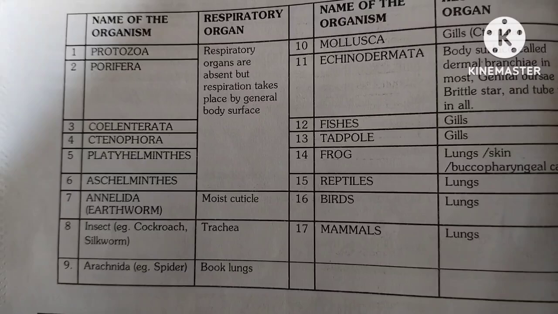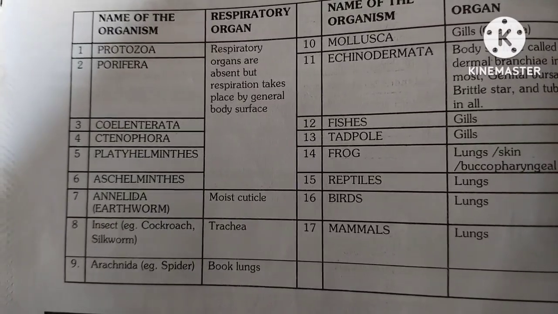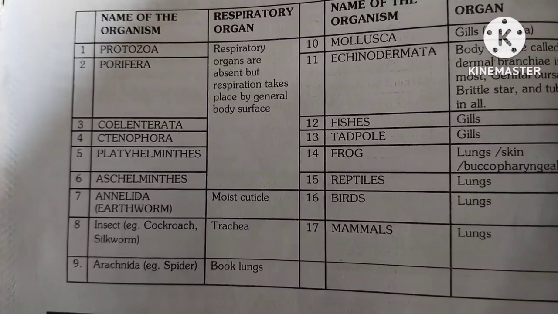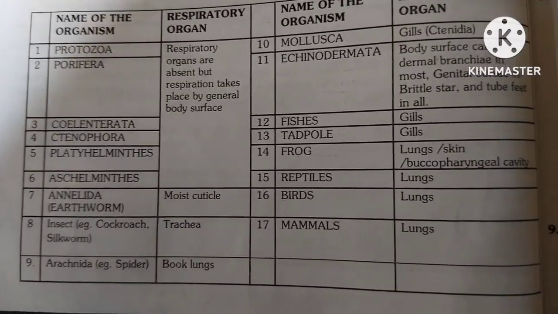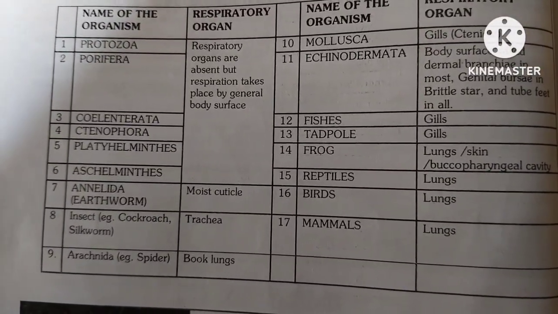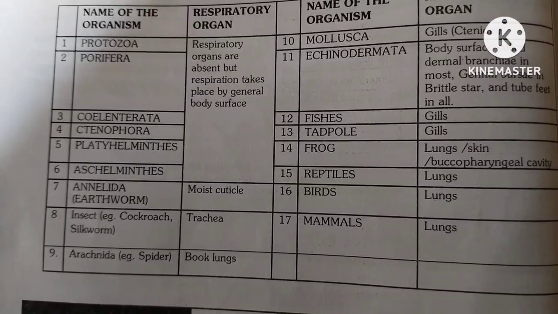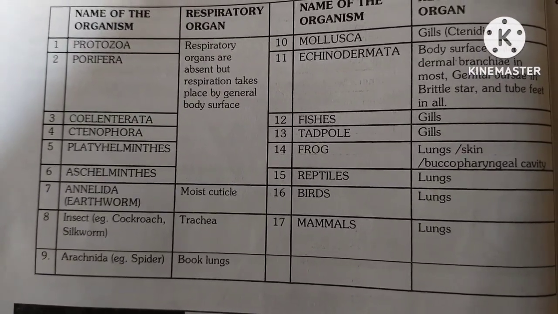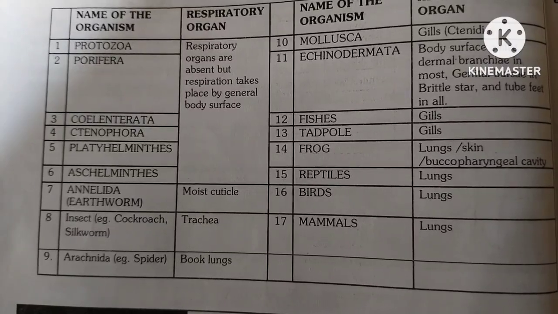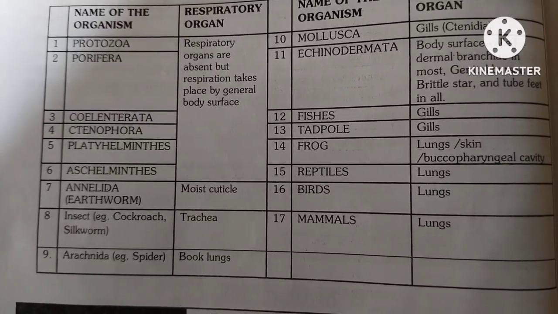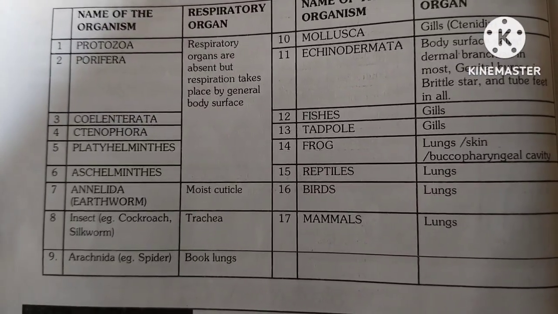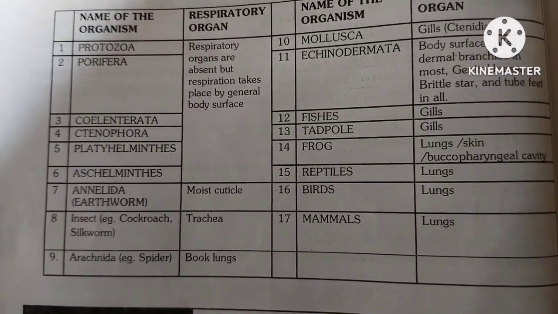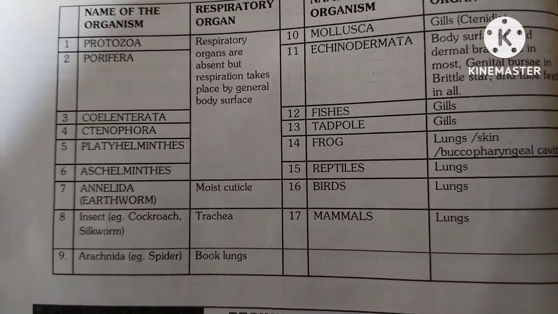Annelida, earthworm, insects, cockroach, silkworm, Arachnida, spider: mostly trachea, book lungs. Mollusca: gills. Echinodermata: body surface called dermal branchiae in most, genital bursae in brittle star, and tube feet in all. Fishes: gills. Tadpole: gills. Frog: lungs, skin, buccopharyngeal cavity. Reptiles, birds, mammals: lungs.